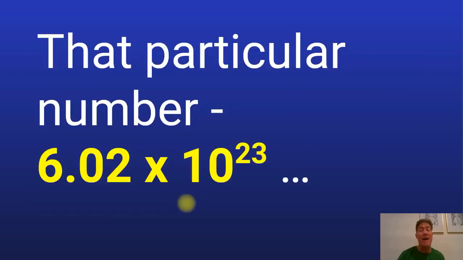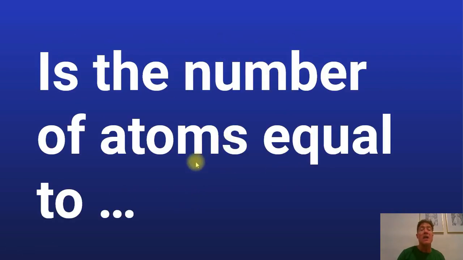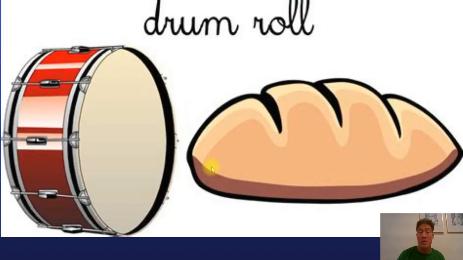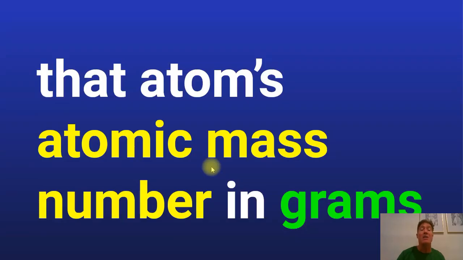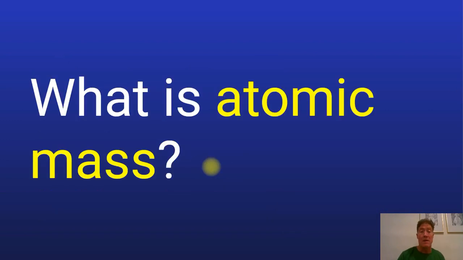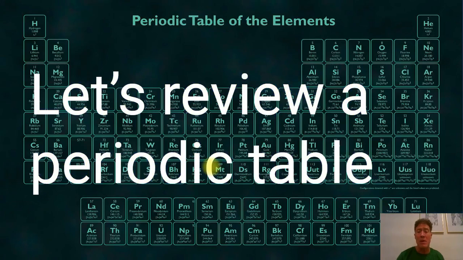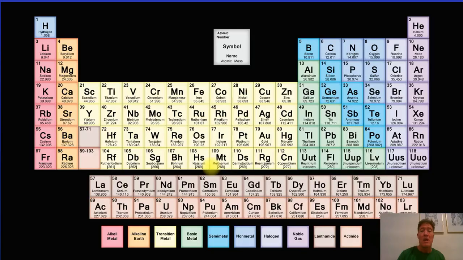That particular number, Avogadro's number, 6.02 times 10 to the 23, is the number of atoms equal to the atom's atomic mass number converted to grams. What is atomic mass? Well, let's go back to the periodic table. In the periodic table, we have the proton number, so that's its atomic number. But we also have its atomic mass expressed in AMUs.